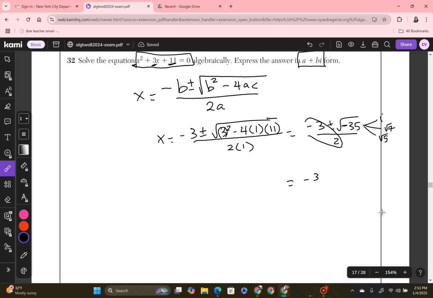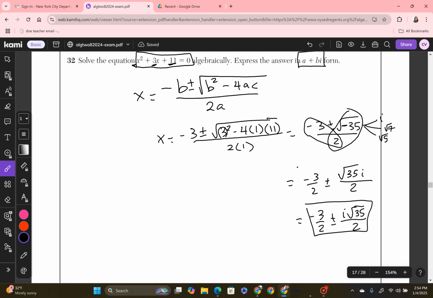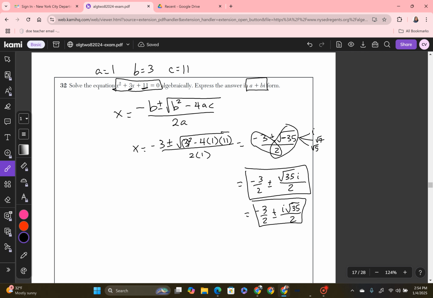See this negative 3 over 2? Negative 3 over 2 plus or minus the square root of negative 35 stays as radical 35, bring out the i, all over 2. This gets divided by 2 as well. So now this is in A plus Bi form. So negative 3 over 2 plus or minus radical 35 i over 2, or you can write it as negative 3 over 2 plus or minus i rad 35 all over 2. Either answer would work. You do not need to put both of them.